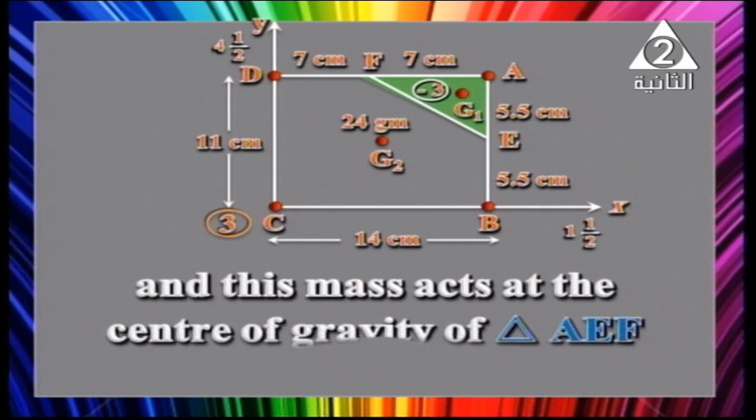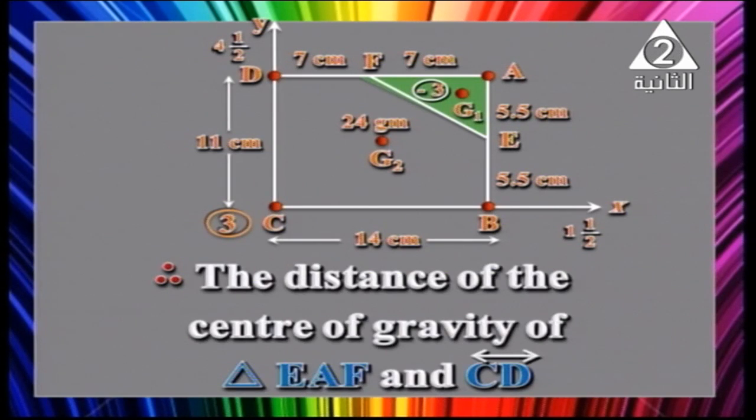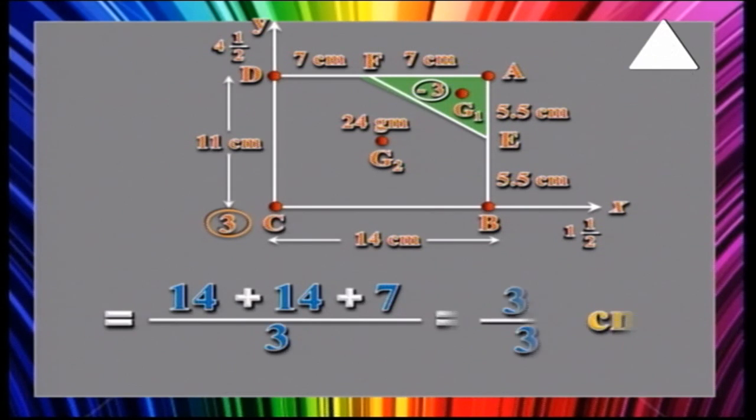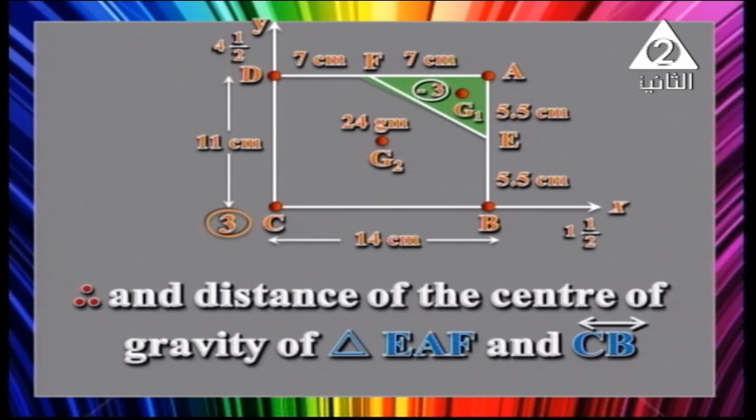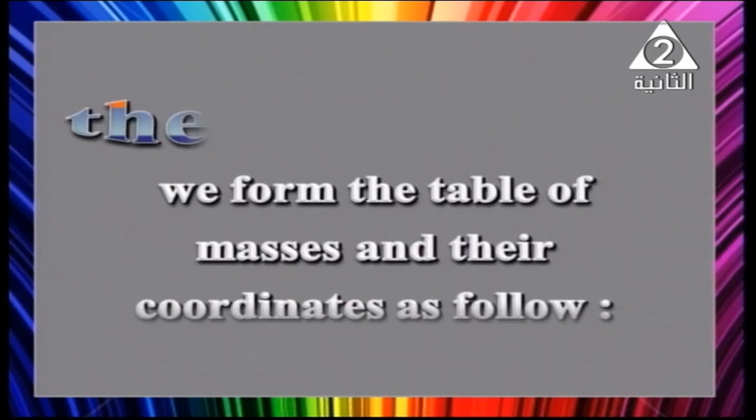My dear student, let CX and CY be two perpendicular directions. The distance of the center of gravity of triangle EAF from straight line CD equals (x1 + x2 + x3) over 3, which is 35 over 3, and the distance of the center of gravity of triangle EAF from straight line CB equals (5.5 + 5.5 + 11) over 3, which equals what? 27.5 over 3 centimeter. Then we form the table of masses and their coordinates as follows.